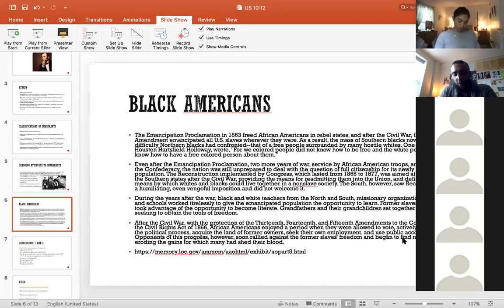So when you hear the word Reconstruction, what was being reconstructed? What part of the country had to be reconstructed? What part of the country was destroyed during the Civil War?